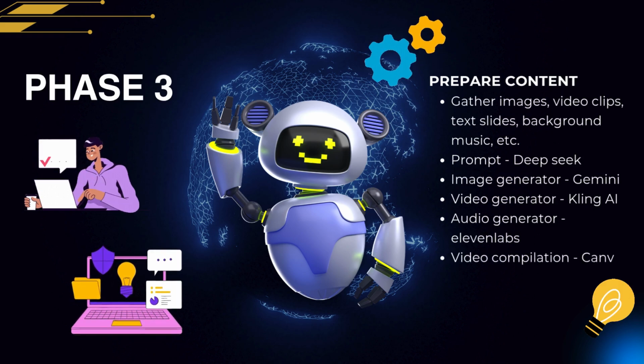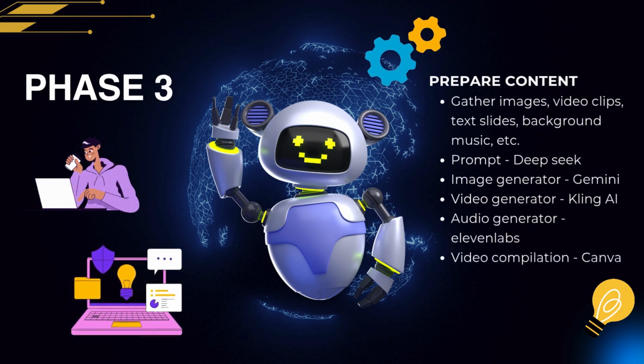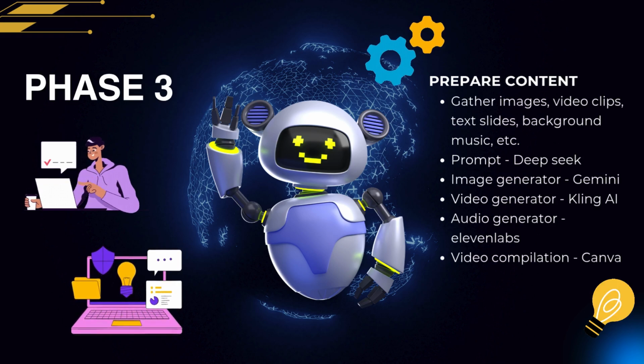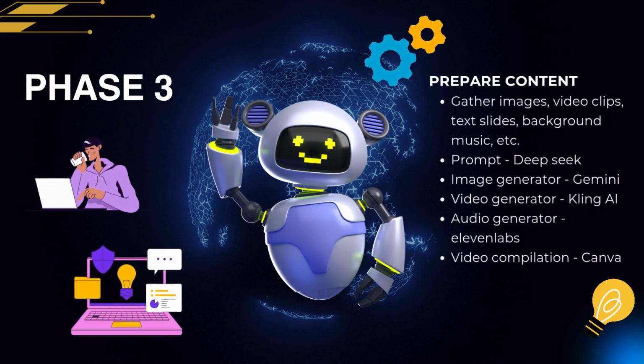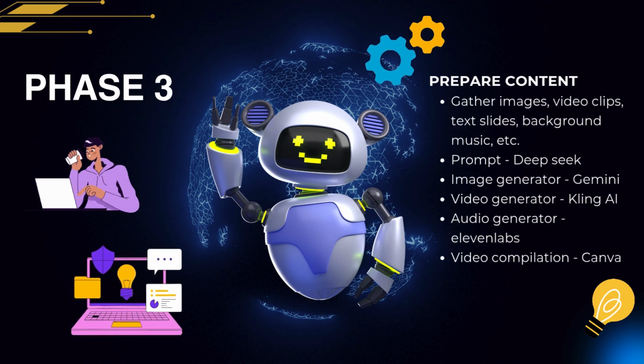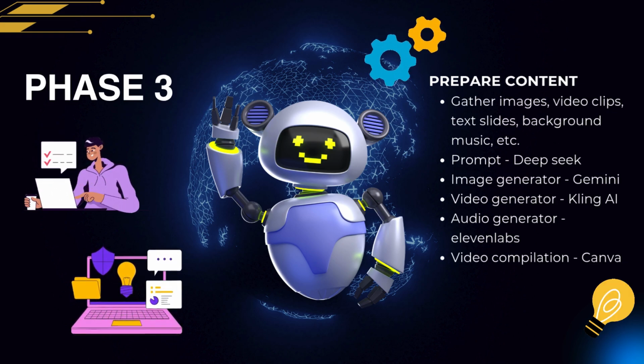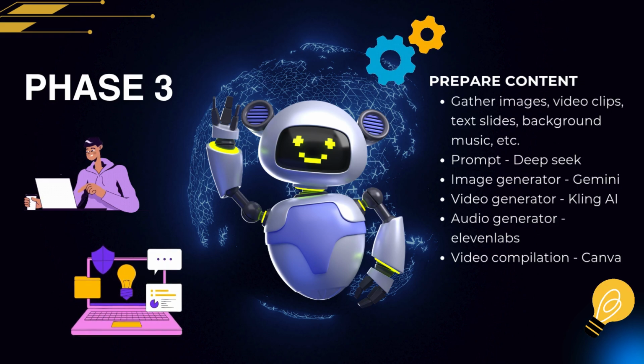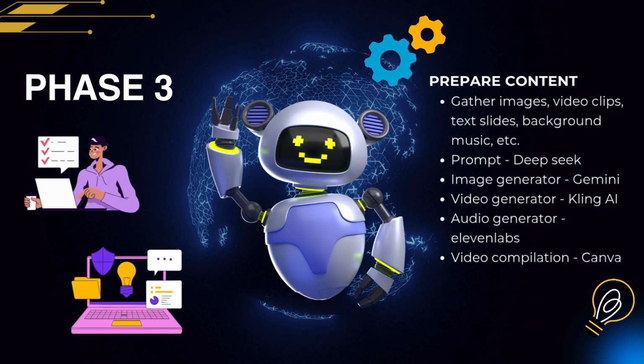Prompt ideas: use DeepSeek to help you write or improve your script. Images: use Gemini to generate high-quality pictures that match your topic. Videos: use Kling AI to create short video clips from text. Audio: use 11 Labs to generate clear voiceovers or background narration.